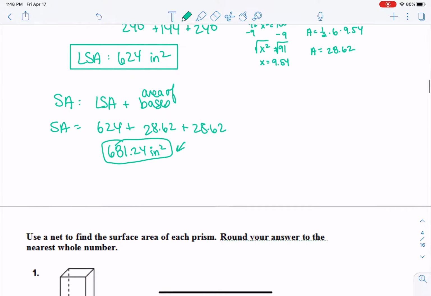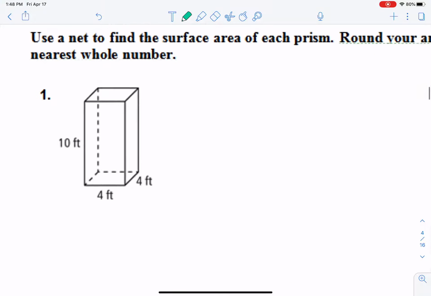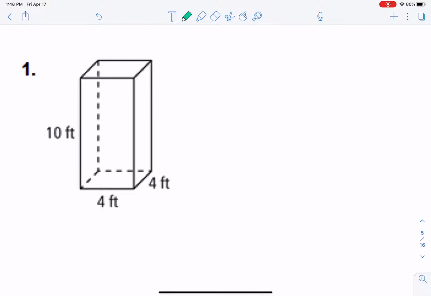Let's practice another one of these. See if you can do this on your own without me. If you want to pause the video and try it, you can go ahead and do that right now. If you want to follow along with me, that's fine. Or if you guys tried it already on your own by pausing the video, here is the answer.